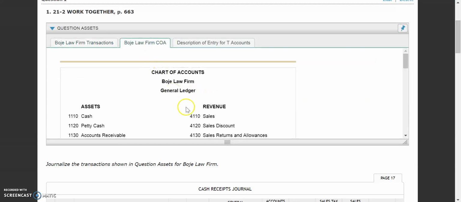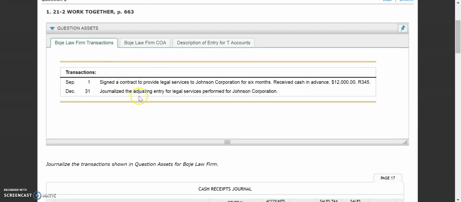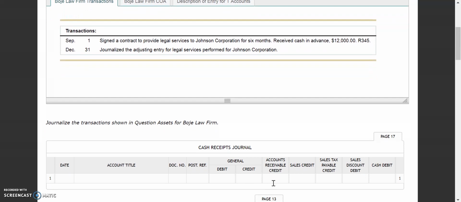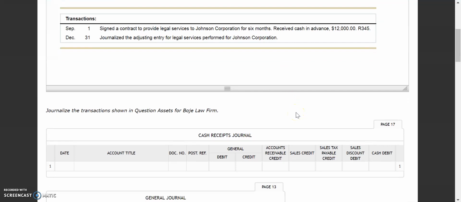Here are the chart of accounts for Bowie, and then also some of the descriptions for entering these into our T accounts. So what we're going to do here is first journalize our transaction. On September 1st, we signed a contract to provide legal services to Johnson Corporation for 6 months. So we received cash in advance for $12,000. So this is going to go in our cash receipts journal. So we're going to come down here and put September 1.